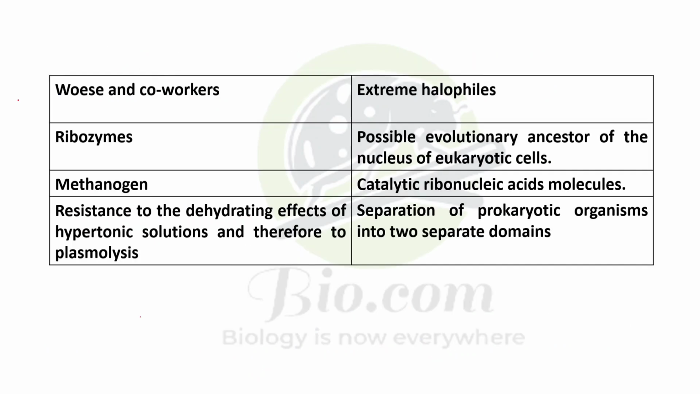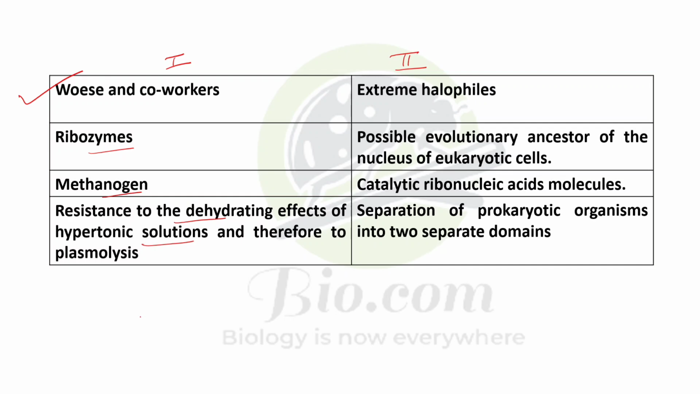Now next question, in which you have to match column 1 with column 2. So here you have so many things mentioned, and you have to match them correctly. Woese and coworkers, ribozymes, methanogens, resistant to the dehydrating effect of hypertonic solution and therefore to plasmolysis. So this is matching with extreme halophiles. It means they have resistance to what? The dehydrating effect of hypertonic solution and therefore to plasmolysis.